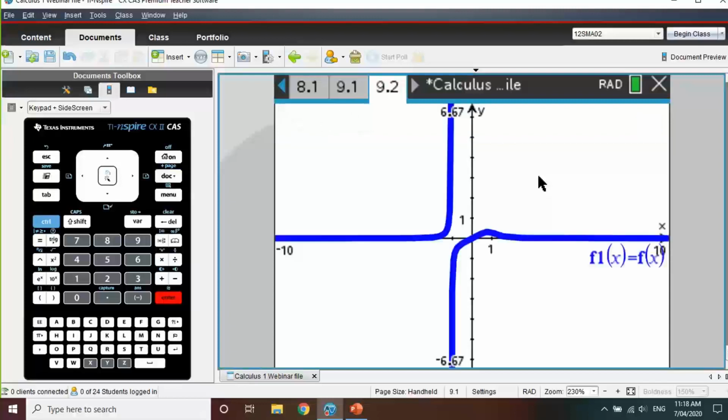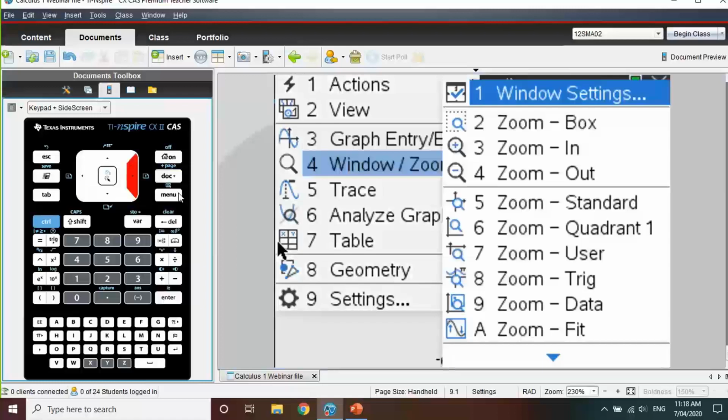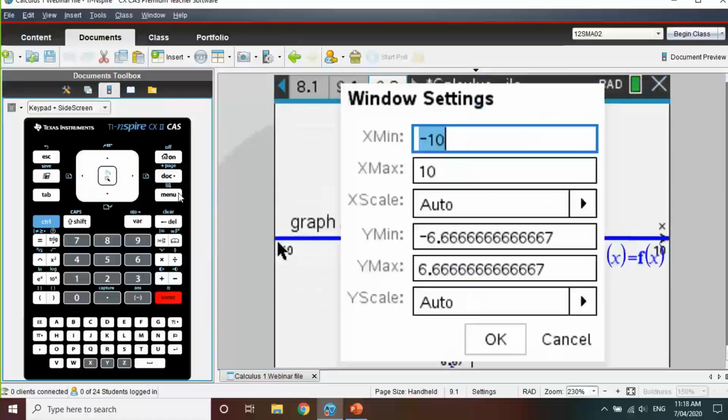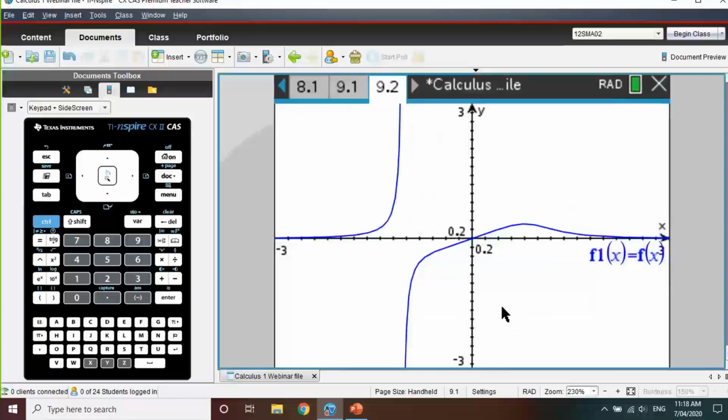Now I'm just going to change the window settings just so I can have a clearer view of what's going on here. So in menu, we can change our window settings by Window Zoom. And I'm going to change it to make it -3, 3. And remember, to efficiently and easily get between all these boxes, we can press Tab each time. So -3 and 3, and that's okay. That's a little bit better.